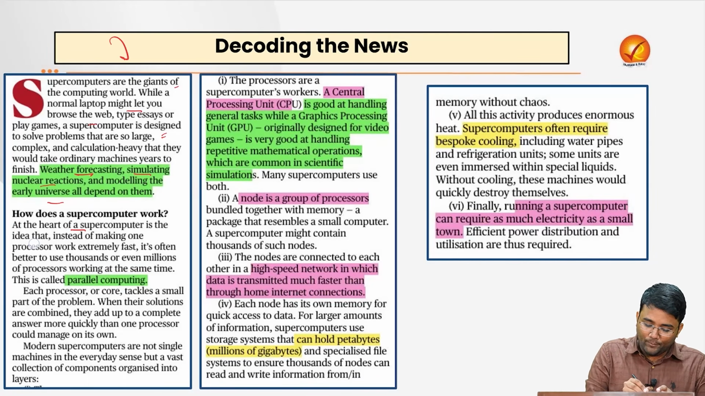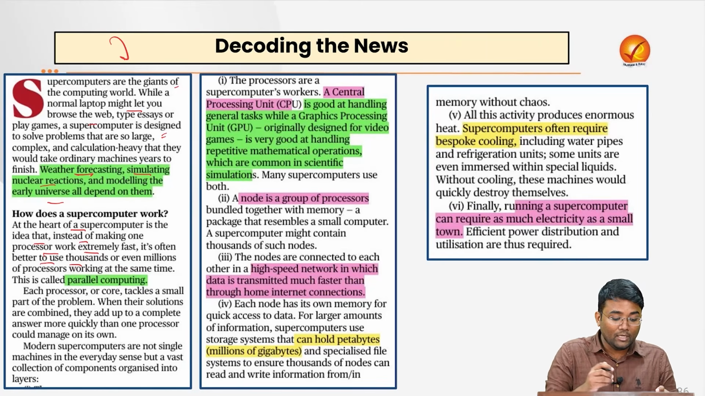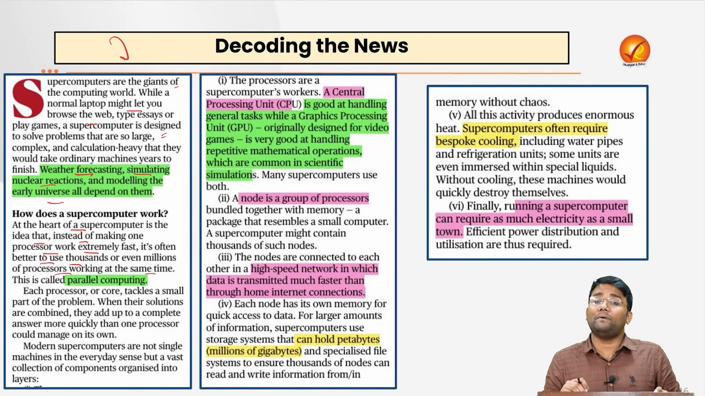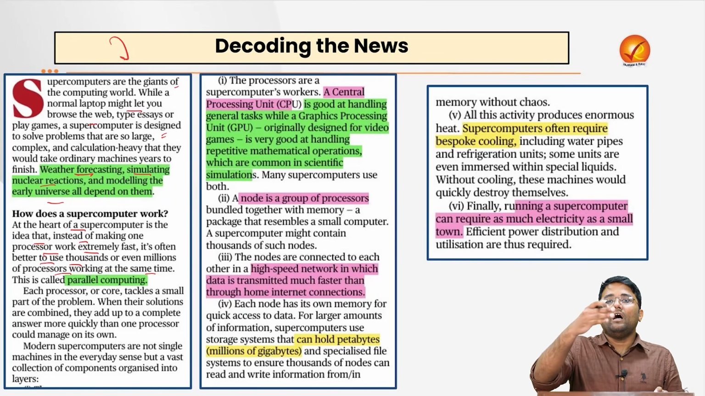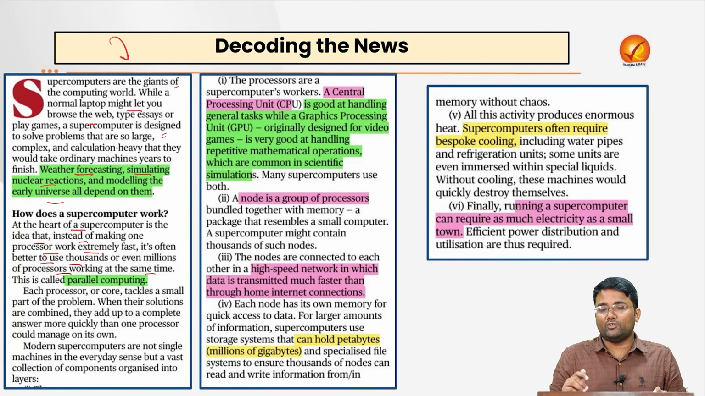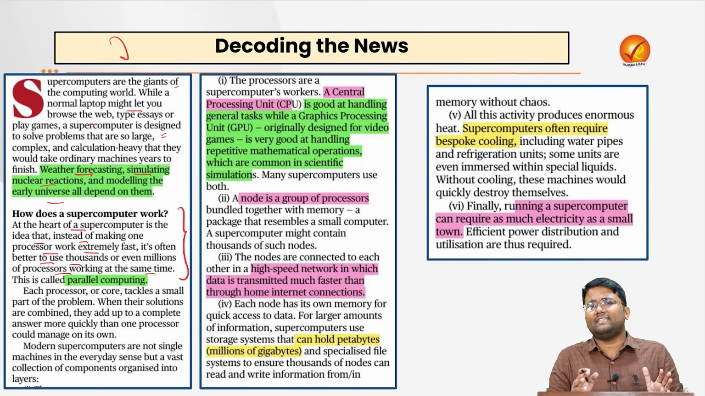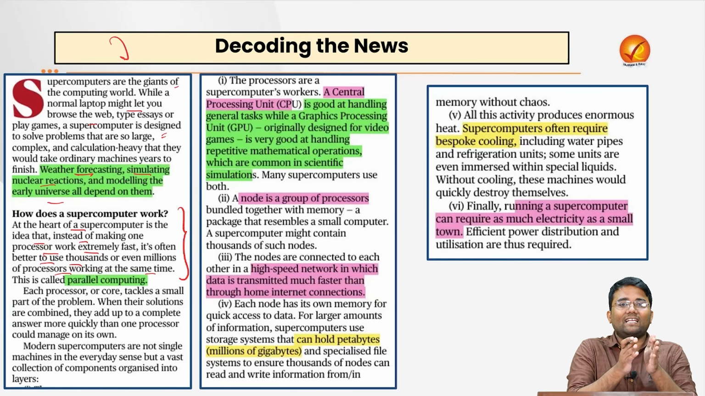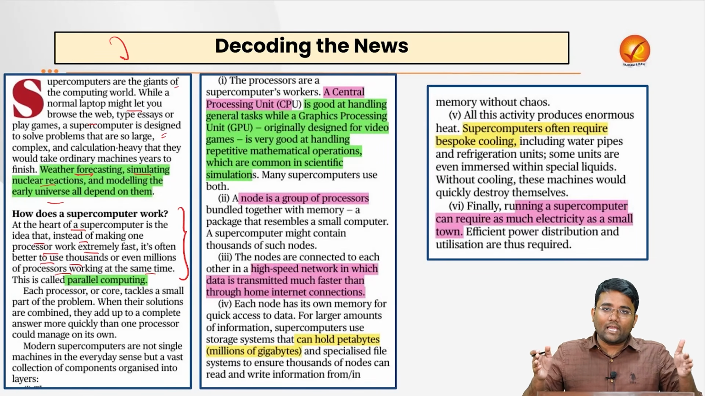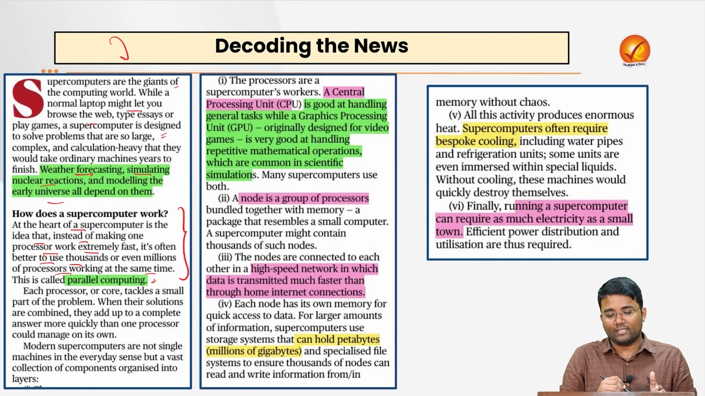At the heart of a supercomputer is the idea that instead of making one processor work extremely fast, it is often better to use thousands or even millions of processors working at the same time, which is called parallel computing. In the computers or laptops that we use, there is one processor or a few processors. But in supercomputers, a lot of processors are used, different tasks are assigned to them, and simultaneously they all perform those tasks. That is parallel computing.